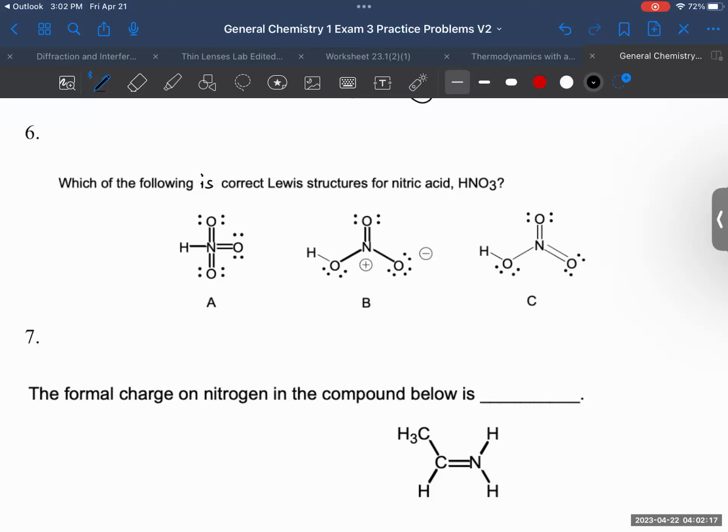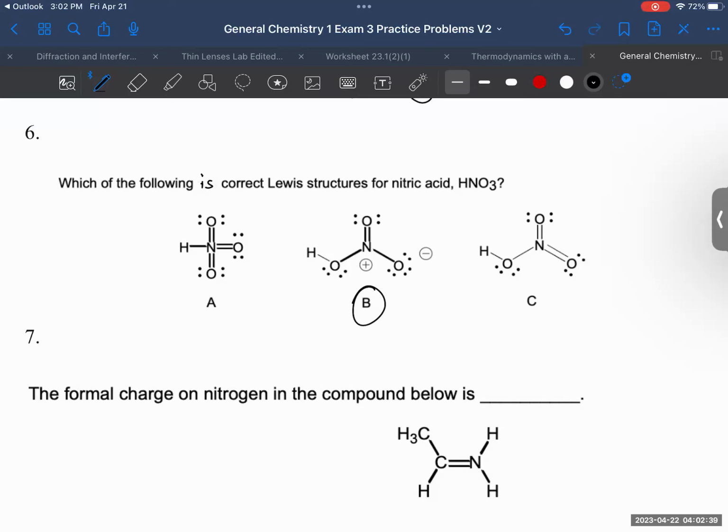What do you think? Say it with some chest. I don't know. B. The correct answer is indeed B. So why is it B? What led you to B?